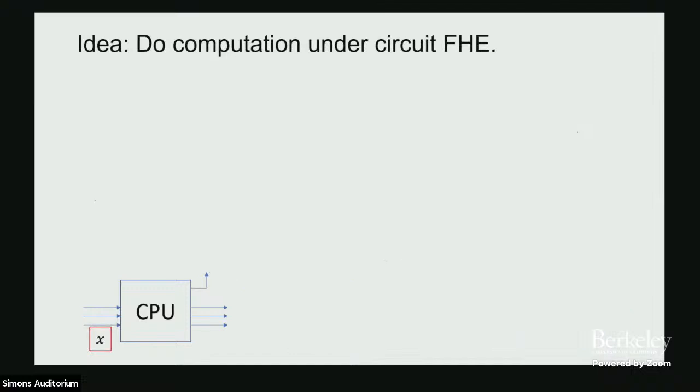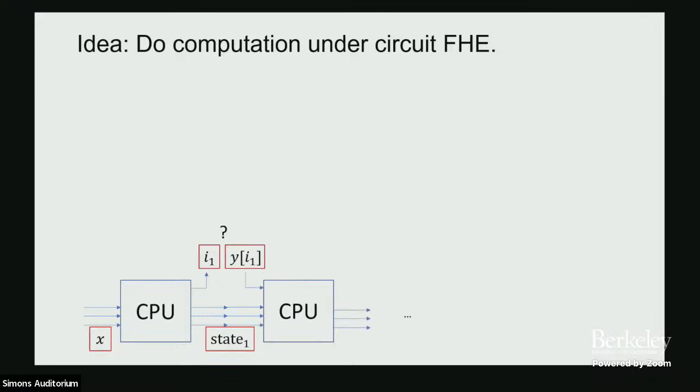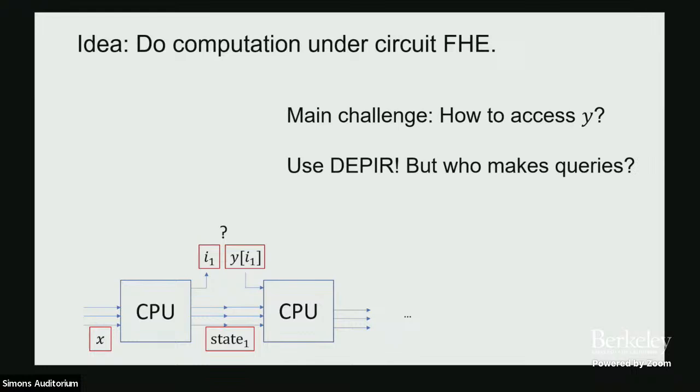Okay, so the idea is let's use circuit FHE to do the computation. First, we encrypt X under a circuit FHE scheme. And then we evaluate these CPU circuits one by one. When you evaluate this first CPU circuit, you get an encryption of the state plus an encryption of the index that you want to look up in the database. So now in the next step, I want to get an FHE encryption of the value in the data Y at that index. But how do I do that? How do we access Y in this computation?